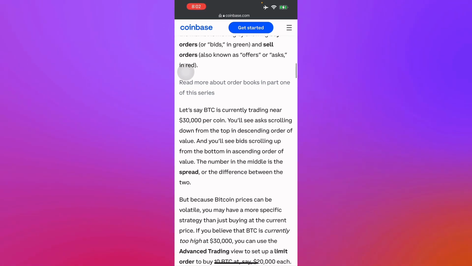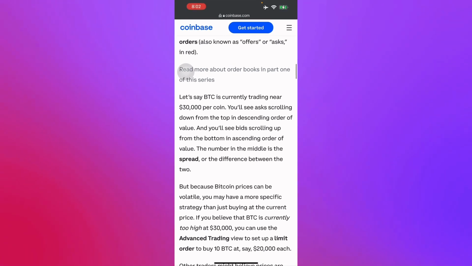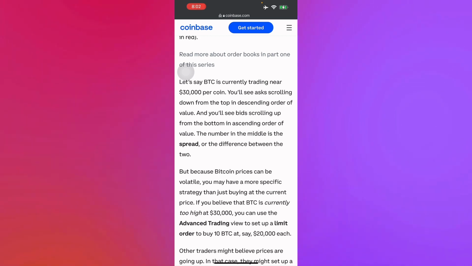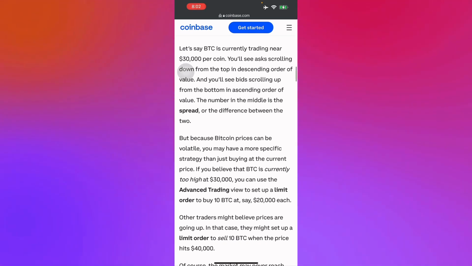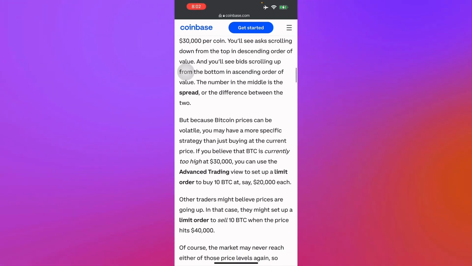So let's see an example. Bitcoin is currently trading near $30,000 per coin, and you see asks scrolling down from the top in descending order of value, and you'll see the bids scrolling up from the bottom in descending order of value. The number in the middle is the spread, or the difference between the two. So there you go.